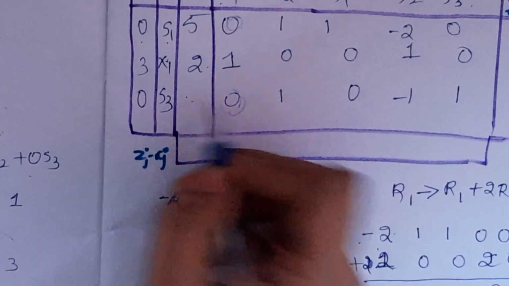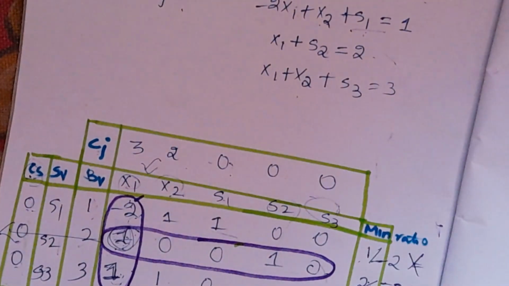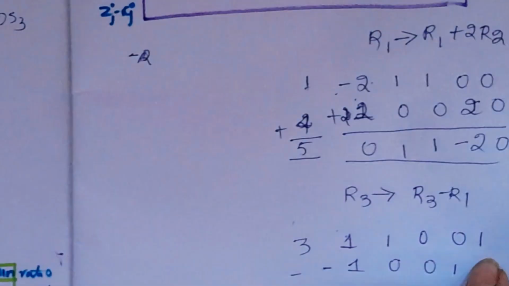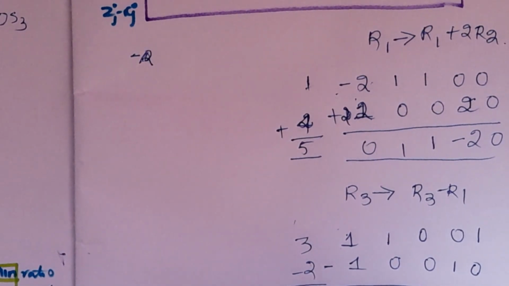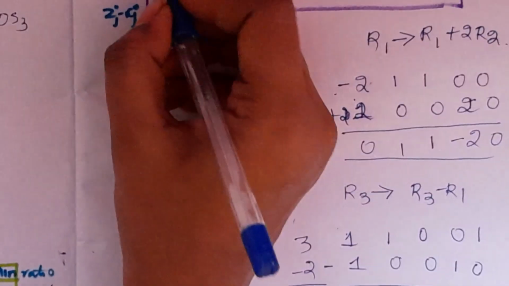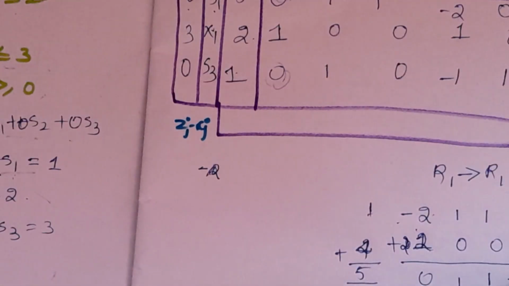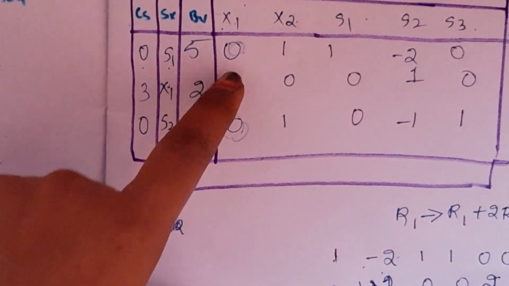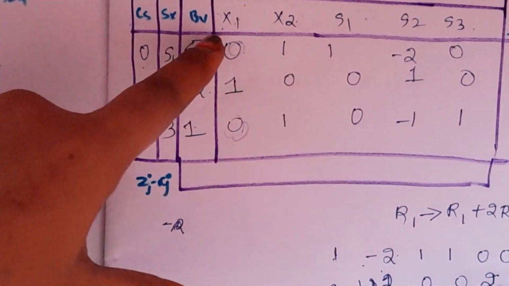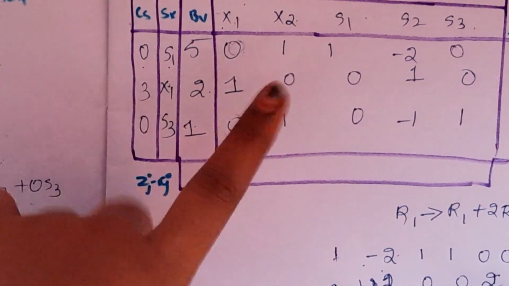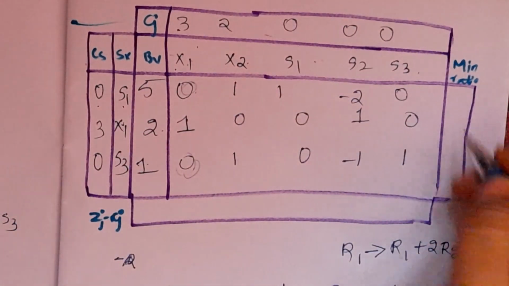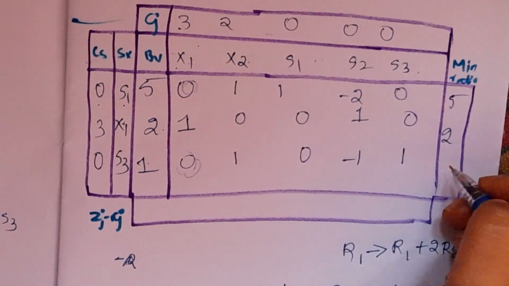Here we have 2 and 3. So 3 minus 2 we got 1. This one has to be written here. So this is how we have to fill this table. We have to make sure that the elements above and below the pivot element are 0. Next, the same elements have to be written in the minimum ratio column: 5, 2 and 1.